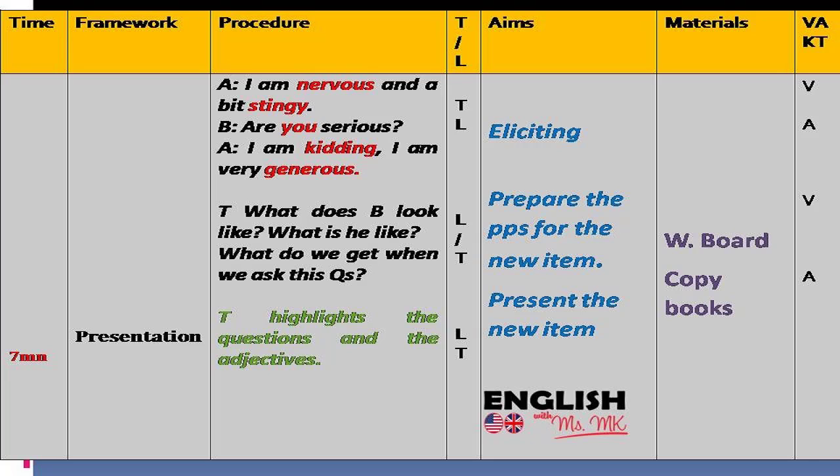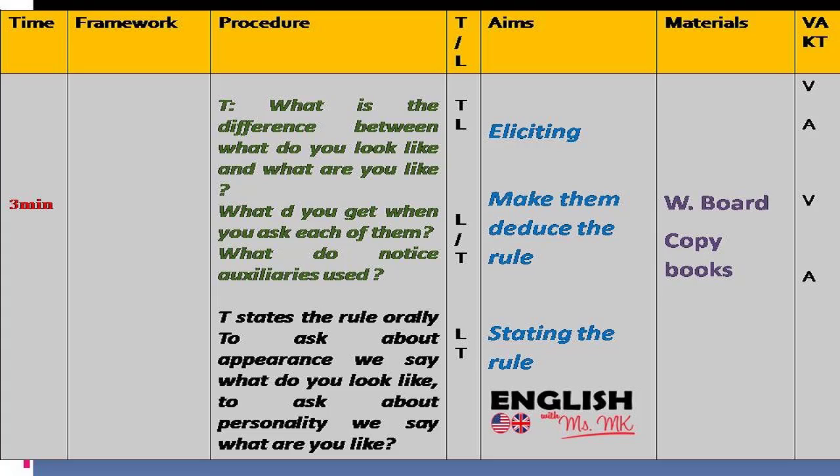Then I asked some questions. What is the difference between what do you look like and what are you like? What do we get when we ask each of them? Which auxiliary have we used? What is omitted in the second question? Do you have look? Why? Etc. Here I'm going to try to elicit from my pupils in order to make them deduce the rule by themselves. Then I state the rule orally.